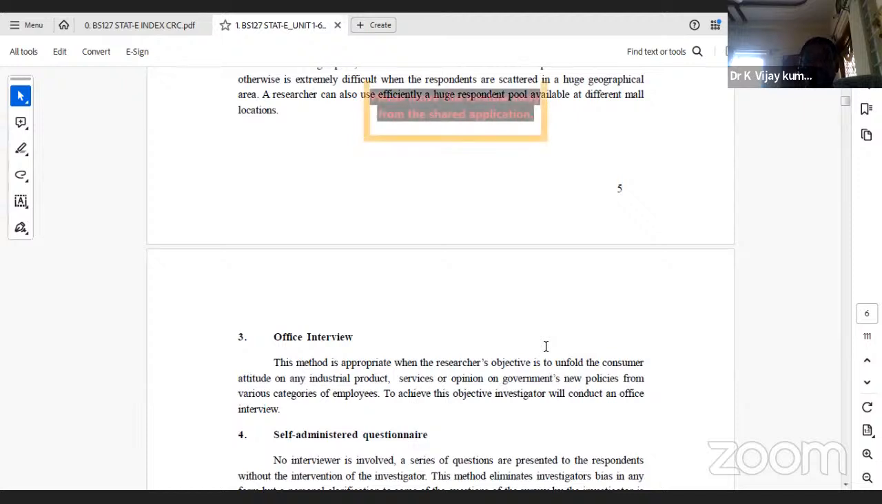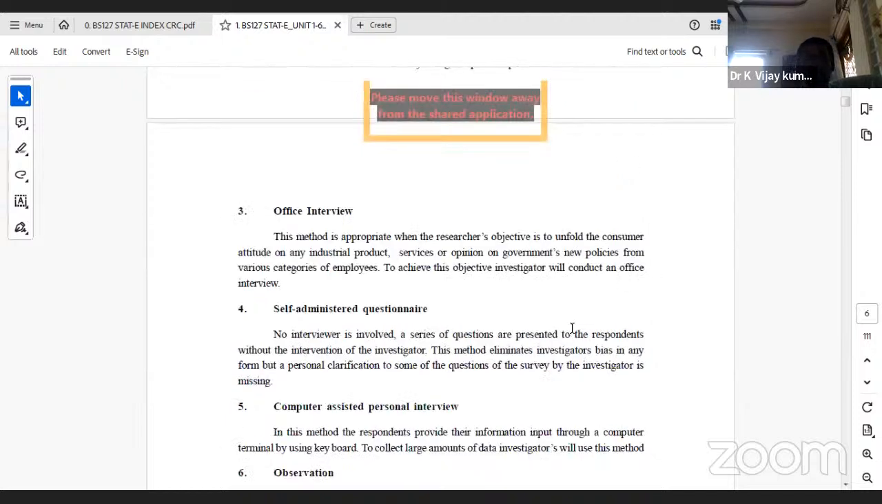This method is appropriate when the researcher's objective is to unfold consumer attitudes, or opinions on any industrial product or service, or government and new policies, among various categories of employees. To achieve this goal, the investigator will conduct the office interview. You have to write office interview; you can write university interview, or any GHMC or any office interview. Basically, what they gave in the problem, you can write your own idea also in the office interview.